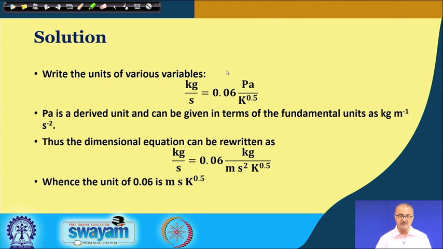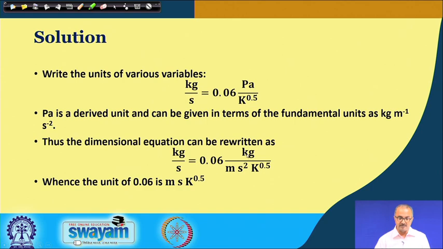So, what we do, without writing any numbers, we simply put kg per second on the left hand side, because mass rate is in kg per second, Pascal for the pressure and Kelvin for the temperature. Now, we write all these in terms of fundamental variables, because we know that pressure is a derived quantity. Kg and second are fundamental, and Kelvin is fundamental. Now, pressure is kg per meter per second square.